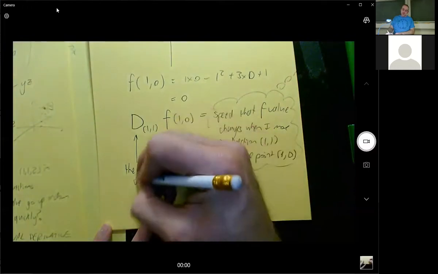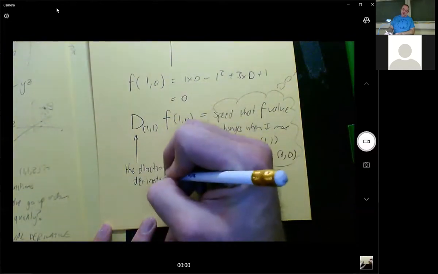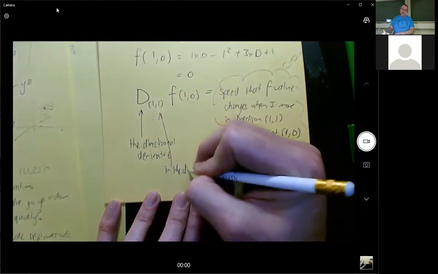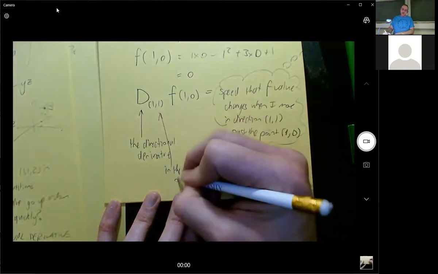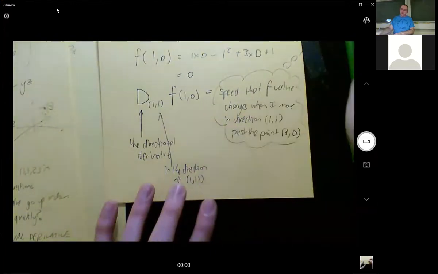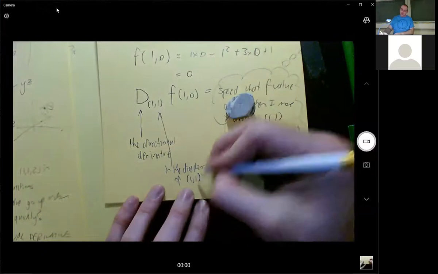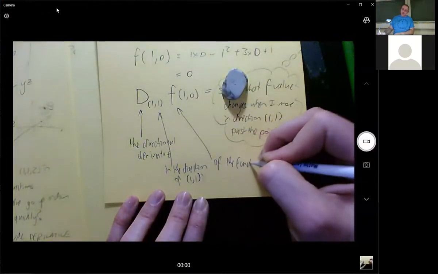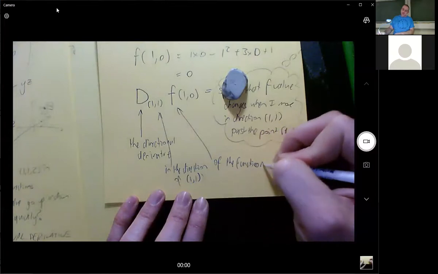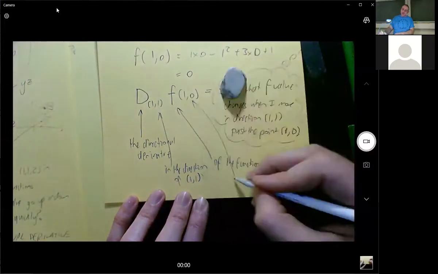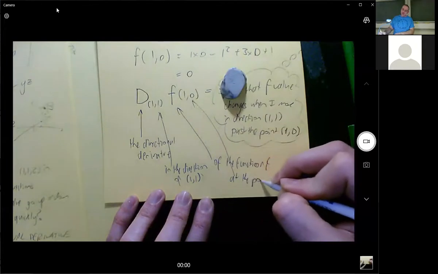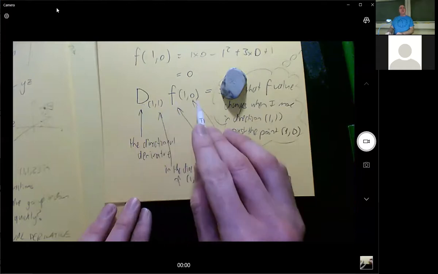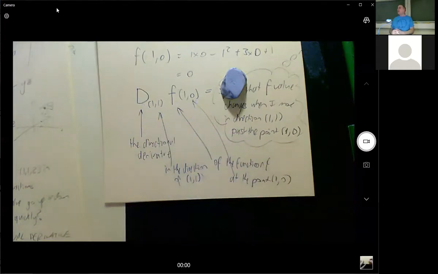directional derivative. And this is in the direction of the vector 1, 1. And this is of the function f. And this is at the point 1, 0. And so each piece of this is read aloud in a different way.